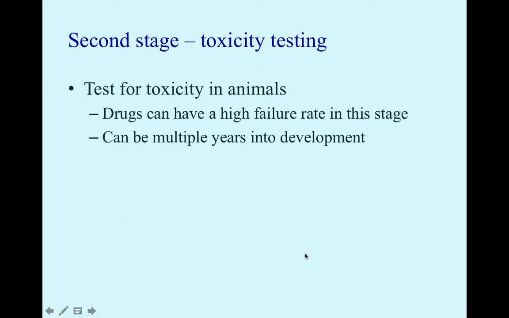Okay, the second stage is toxicity testing, and this is testing for toxicity in animals. Okay, it is in this phase that drugs can have a high failure rate. Right? So you think you've got a medication that works, you get into this second stage, the toxicity testing, and you find that you kill too many animals. Then you cannot bring that drug to the market. Right? And this can be after you've spent quite a number of years in development of a particular drug.